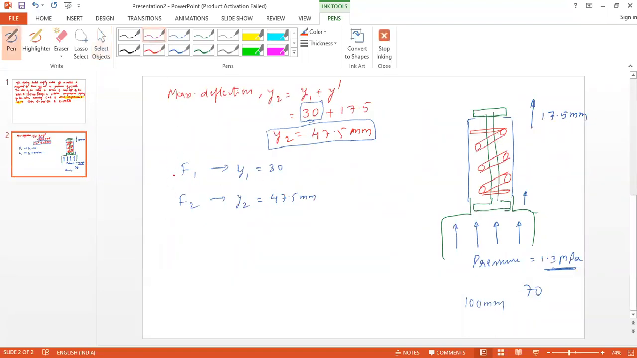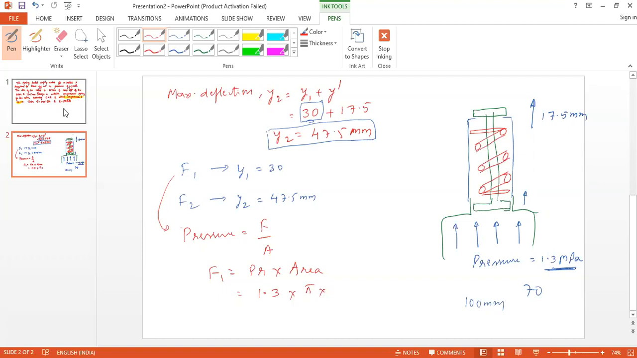So F1, we know pressure is equal to load by area. So F1 is pressure multiplied by area. What is the pressure? It is 1.3 megapascal. It is nothing but 1.3 Newton per mm square. And what is the area? It is pi d square by 4.